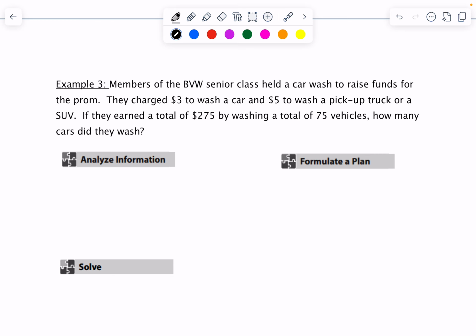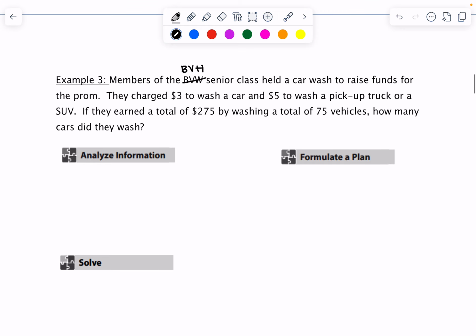Members of the Blue Valley West senior class held a car wash to raise funds. You know what? Let's change that to Blue Valley High because that's where I work now. So members of the Blue Valley High senior class held a car wash to raise funds for the prom. They charged $3 to wash a car and $5 to wash a pickup truck or an SUV. They earned a total of $275 by washing a total of 75 vehicles. How many cars did they wash?